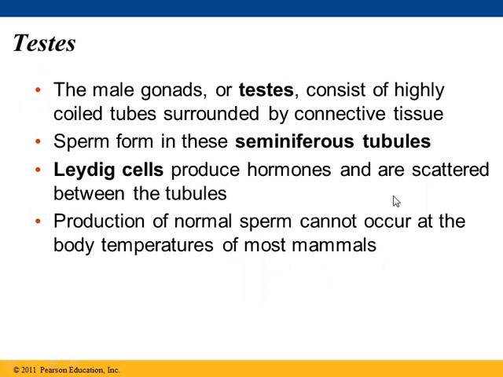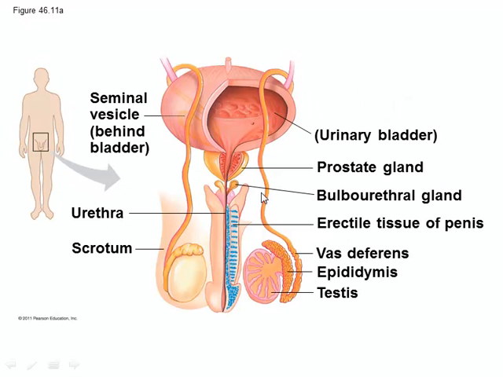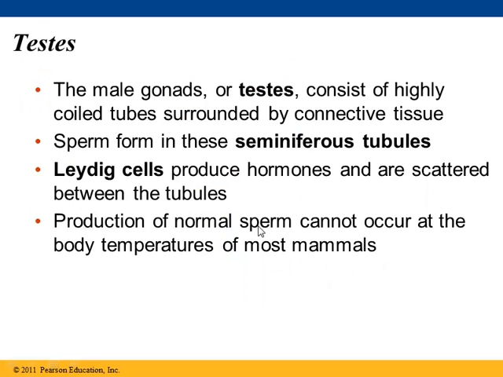So, testes. Let's go into the anatomy of them. You have the seminiferous tubules. That's not these tubules over here; here are the seminiferous tubules. Leydig cells are scattered in between the tubules. These make the testosterone and also other hormones that are necessary for sperm maturation. Problem: this cannot occur at normal body temperature for most mammals. Different types of mammals have more or less compatible body temperatures with sperm formation.